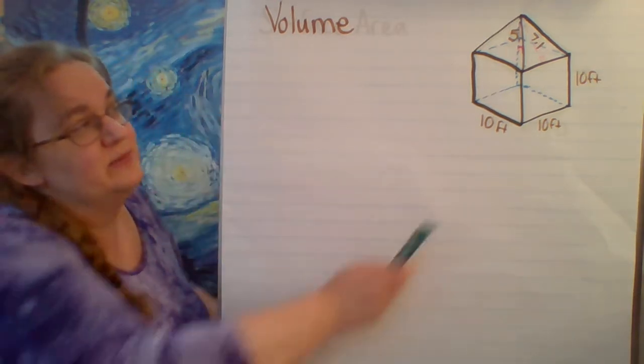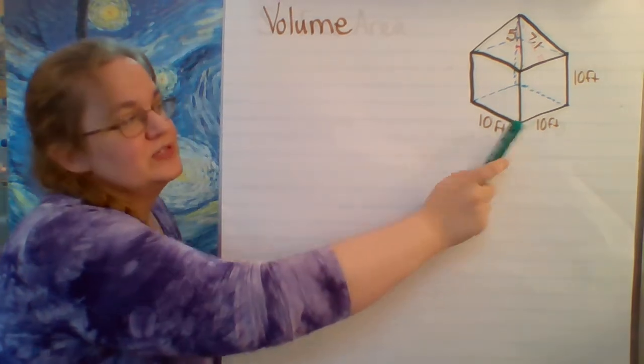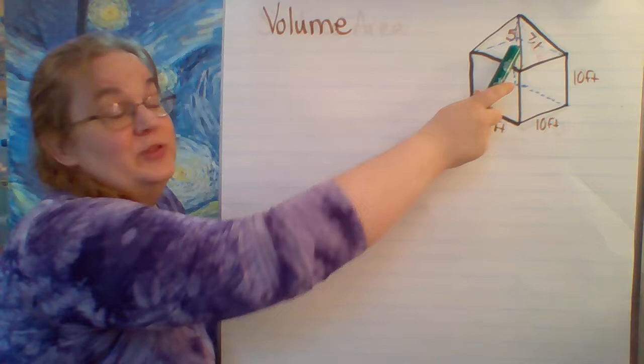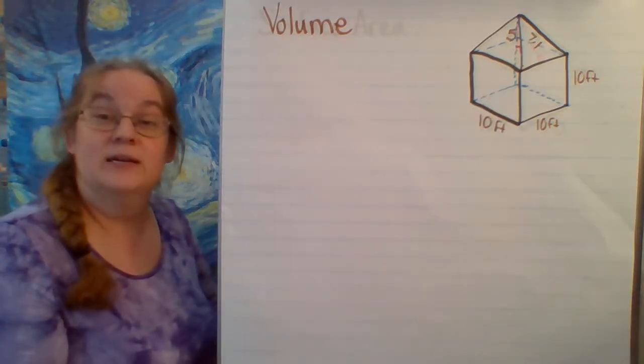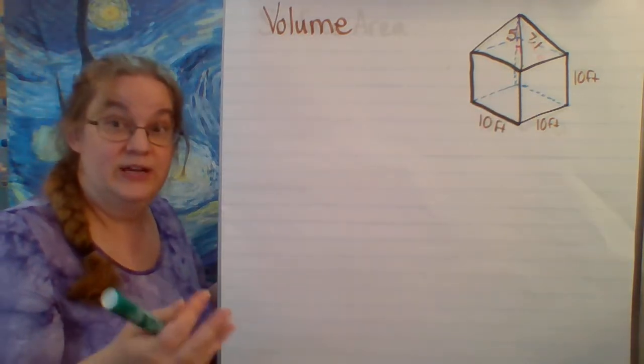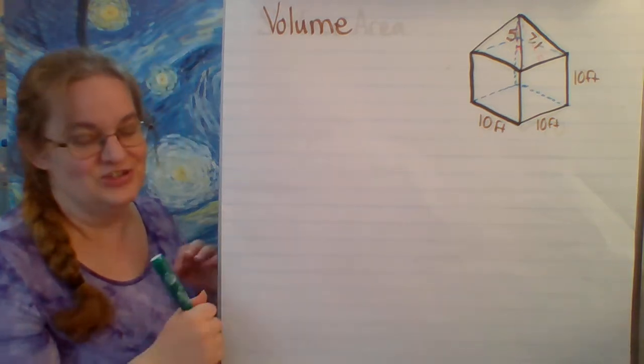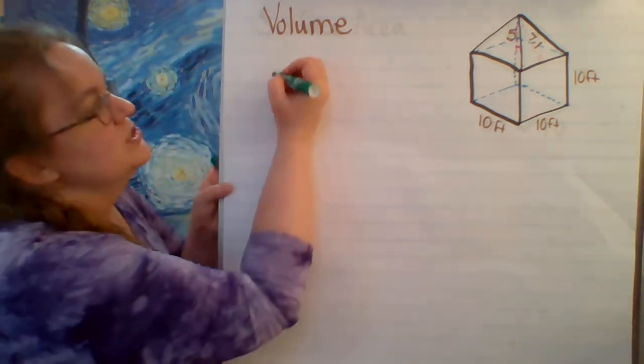So here you can see basically I have a cube. It's a cube because it's 10 by 10 by 10, so we know all the sides are equal, with a pyramid sitting on top. And in order to find the volume, we're going to find the volume of each normal shape separately and then just add them together. So let's start with the cube.